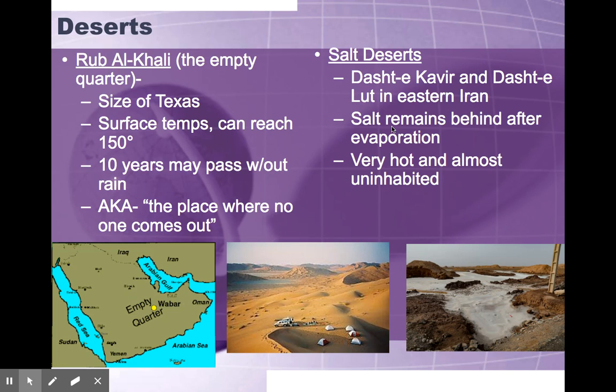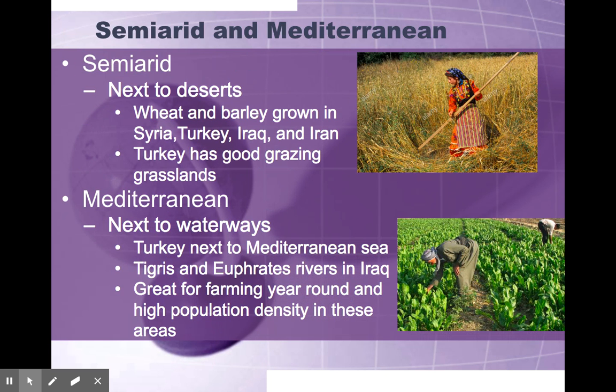They're in eastern Iran, and these salt deserts are caused by lack of rain, and then the wind makes it evaporate the soil, and the soil leaves behind chemicals and salt, and so it's very hot. Almost uninhabited. They have quicksand-ish type stuff here. It's kind of marshy, salt marshy in some regions, and so it's very dry. Like I said, not many people live here.